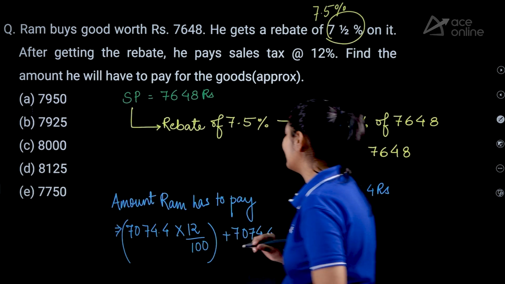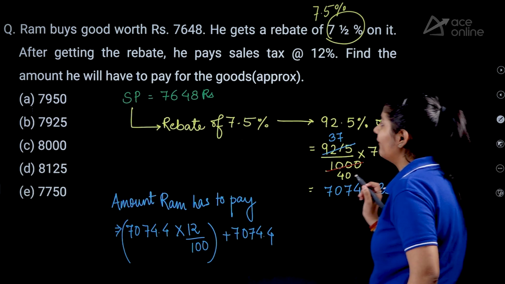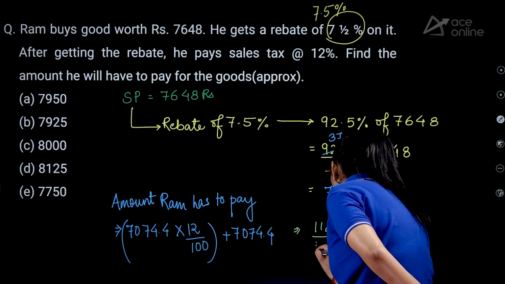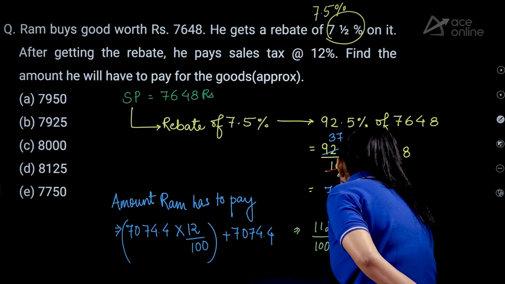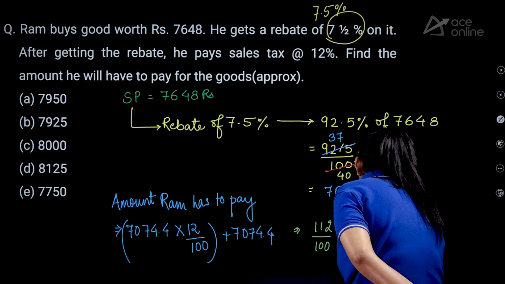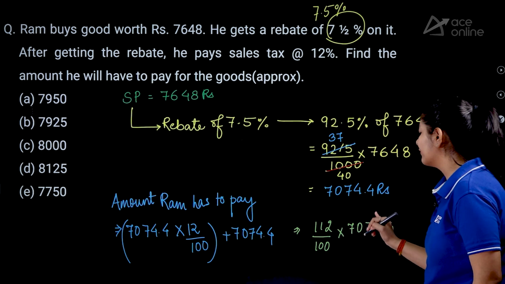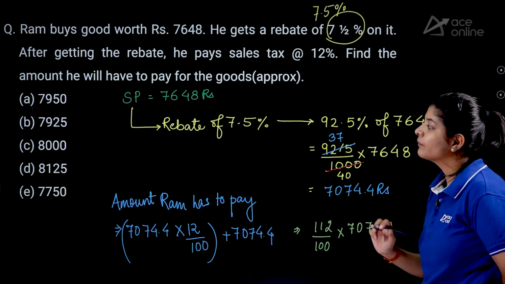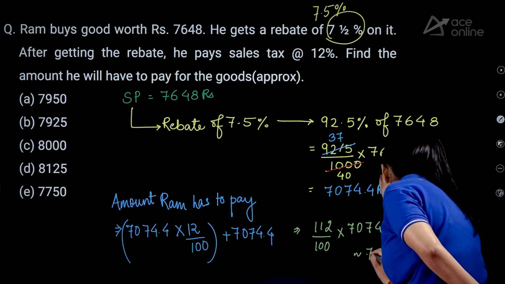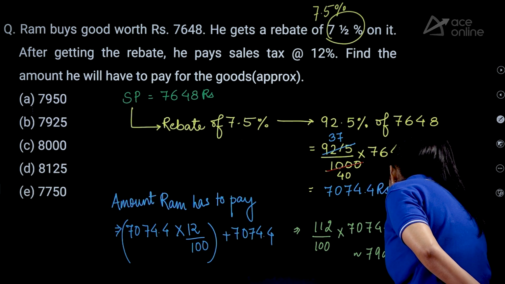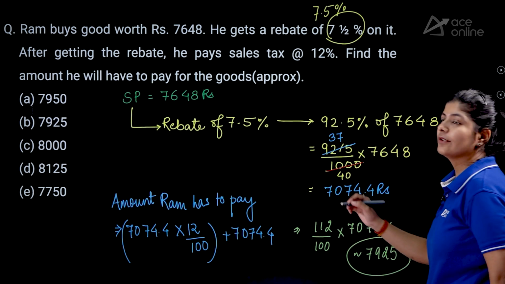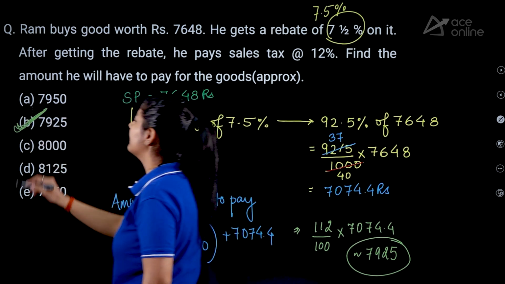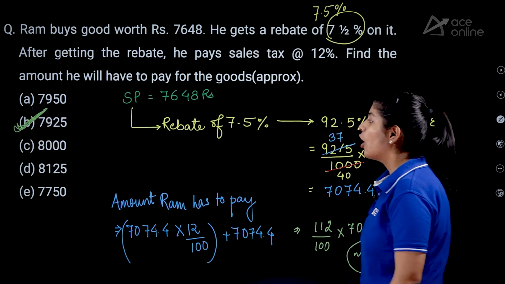So ultimately, we can say that we have to calculate the value of 112% of 7074.4 rupees. We ultimately have to calculate this particular value. And this will be nearly equal to 7925. Is it clear? So the correct answer over here is option number B.